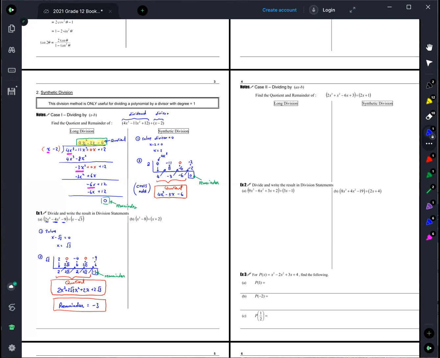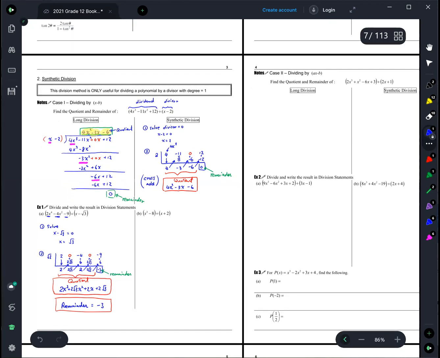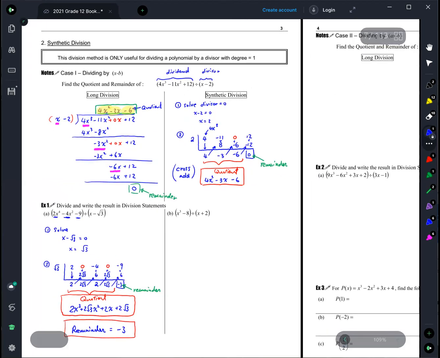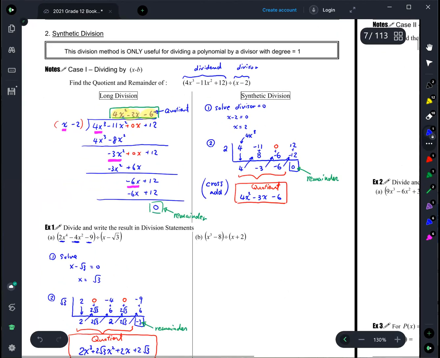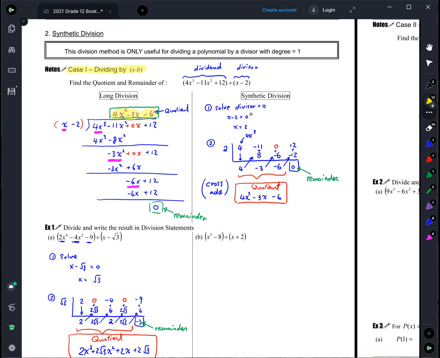Before we start, page 4 and page 3 are both about synthetic division. But what we did last time was the divisor. The divisor here has x minus 2, or it could be x plus a number, so it's always just x by itself. Let me highlight it here. Case 1 is when the divisor is x minus some number.